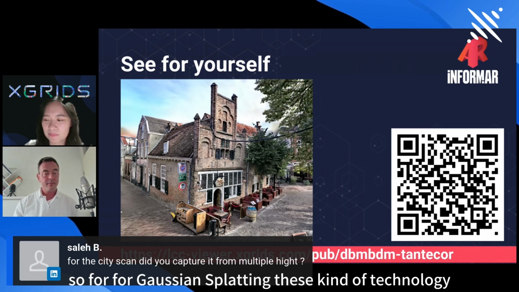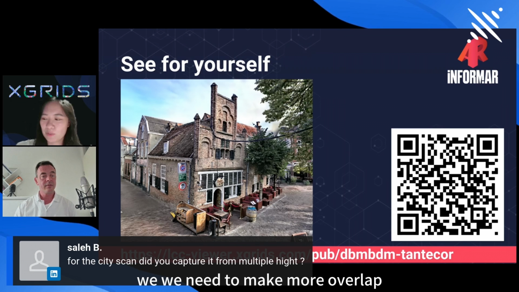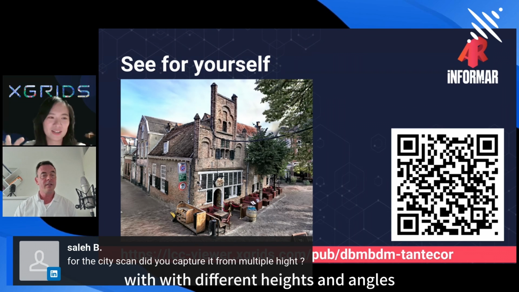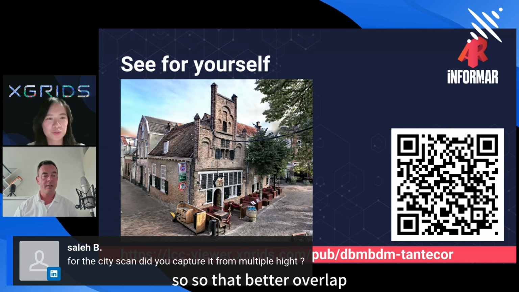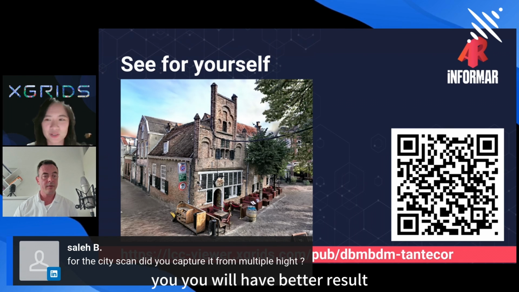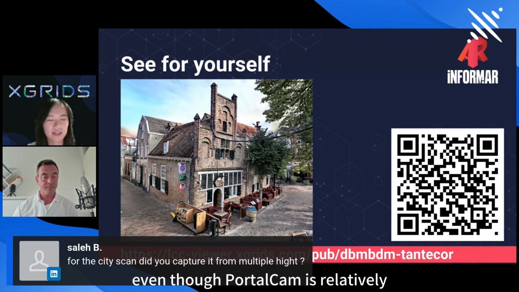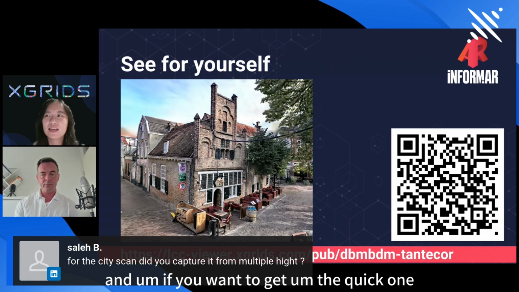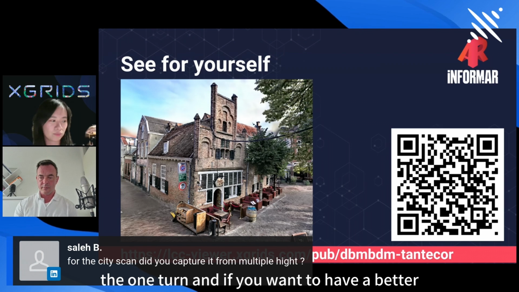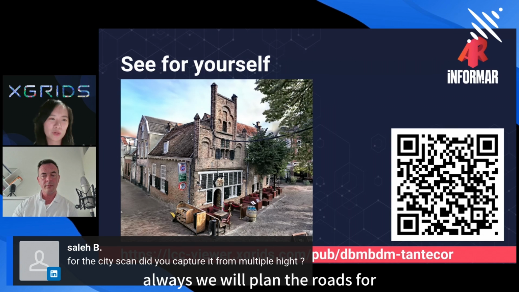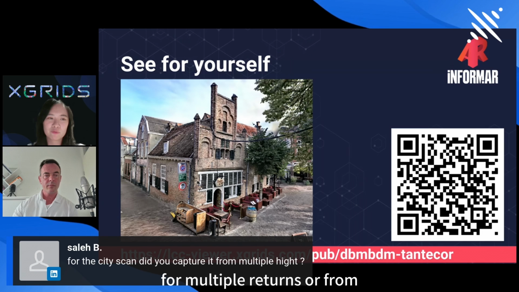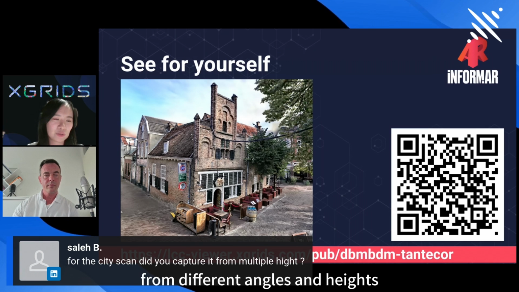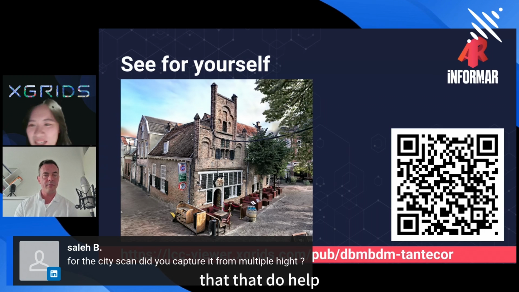For Gaussian splatting, this kind of technology, we need to make more overlap with different heights and angles, so that with better overlap you will have a better result. Even though PhotoCAN is a relatively convenient and compact device for this kind of capture. If you want a quick one, you just hold the PhotoCAN and walk one turn. If you want better scans with more details, we always plan the routes for multiple turns or from different angles and heights. That does help.